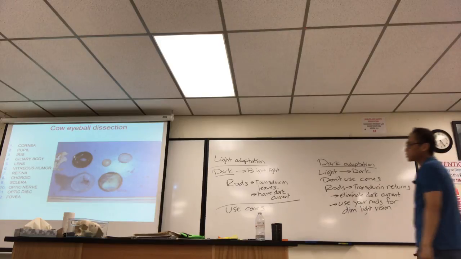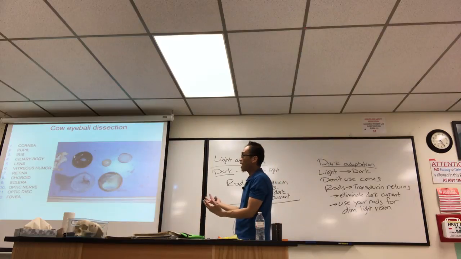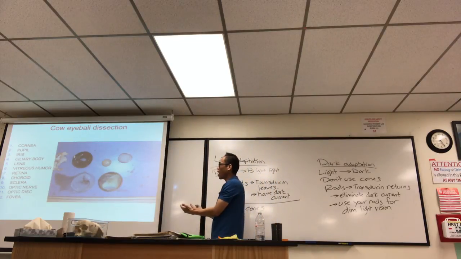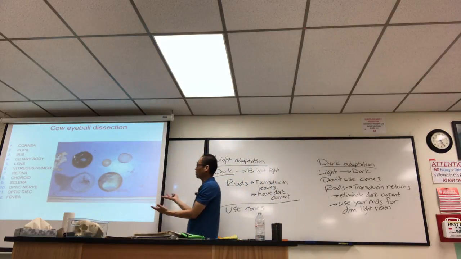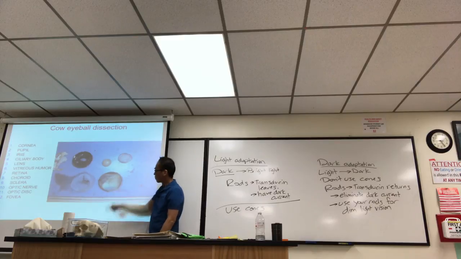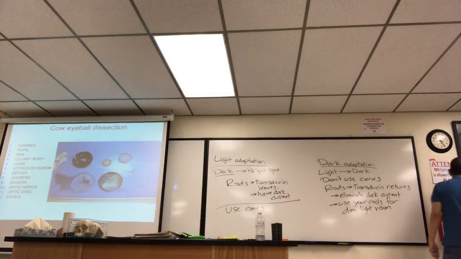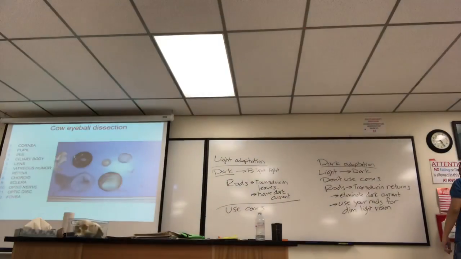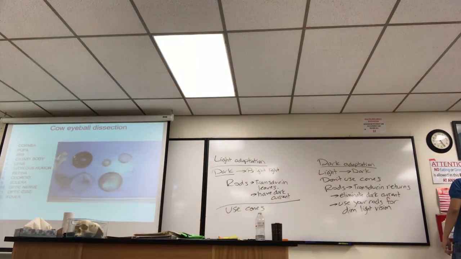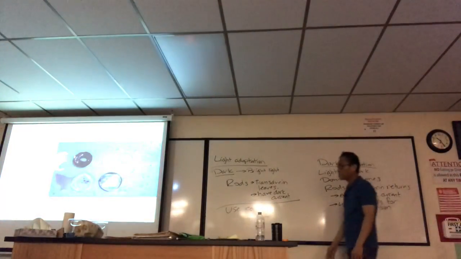When you do your cow eye dissection next week, I took a picture of one of the best ones. The student was very organized. They put everything out. Oh, wow, look at that. I can see everything. Look at the blob. Vitreous humor. Okay. See, it's kind of a brownish color, the retina.